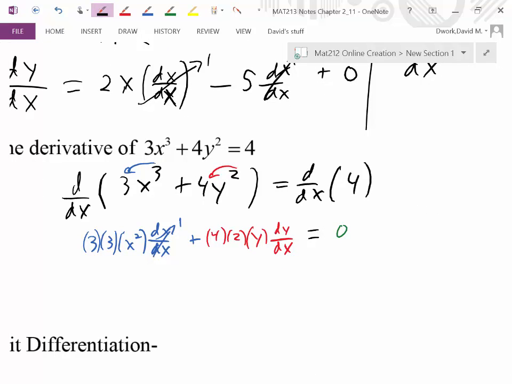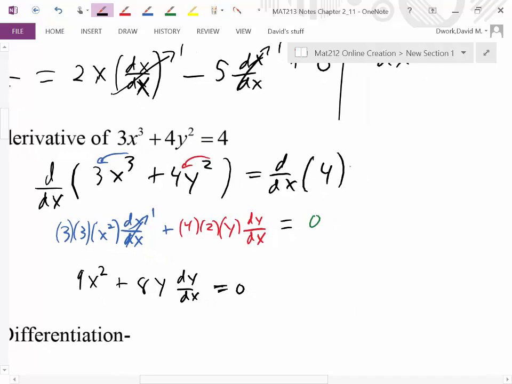So finally here, our answer turns out to be what? 9x squared plus 8y dy/dx, which is equal to 0. So with implicit differentiation, you'll see we have y's floating around in our answer. And that's one of the, I don't want to call it a negative, but it's one of the downsides to implicit differentiation. If I want to know what the derivative is, now I need x's and y's.